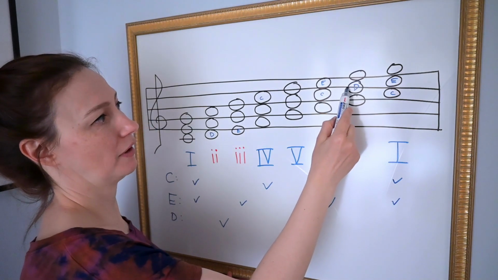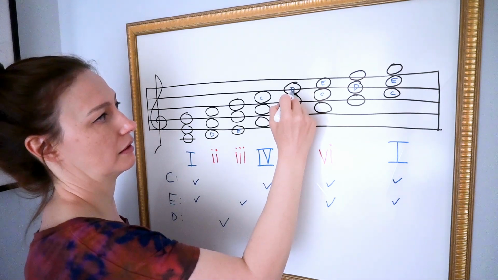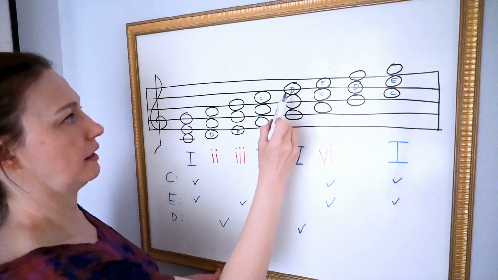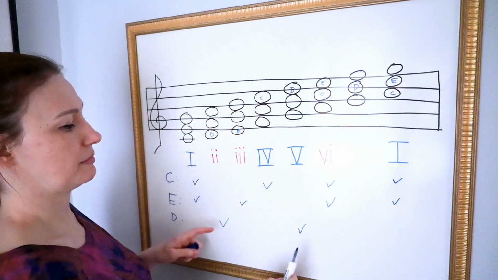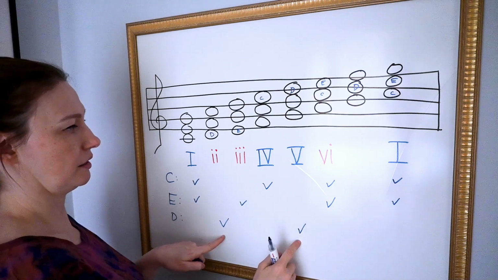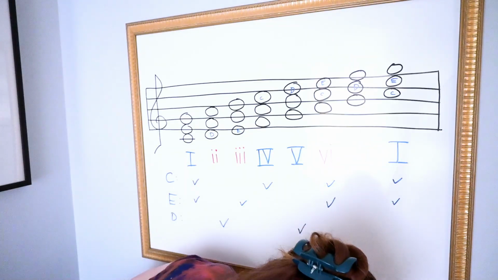So let's keep following this to see if there are any other Ds, and there are. That's your 5 chord. So then any others? No. So then what I'm seeing is that for my D, I can use a 2 chord or the 5 chord. Okay, so I'm going to write that down.